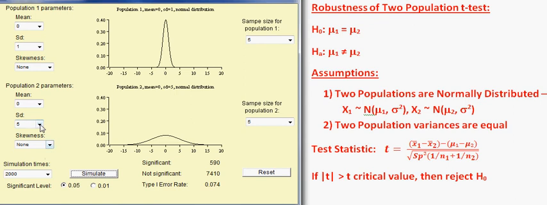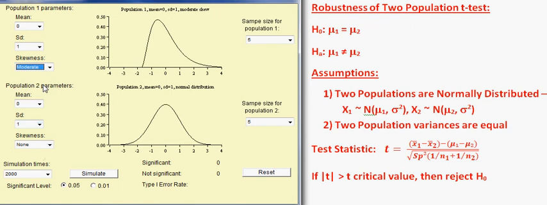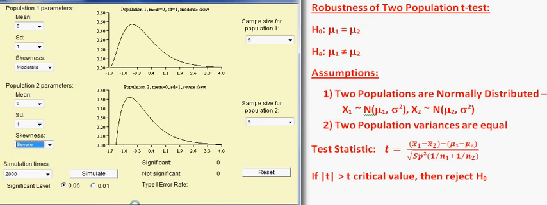Now let me go back to the same thing, and I'm going to change the skewness. Let's say this is skewed and the second distribution is also skewed. Now let me simulate this. So assumption 1 is not true, and I'm simulating it. Now you see the type 1 error rate is 0.038. Then I simulate one more time. So that's different. It's not exactly equal to the plan, but it's different.